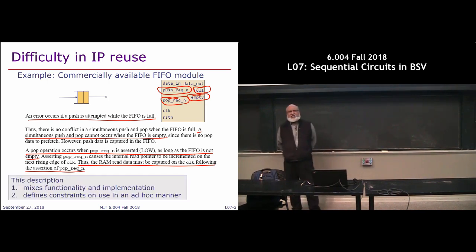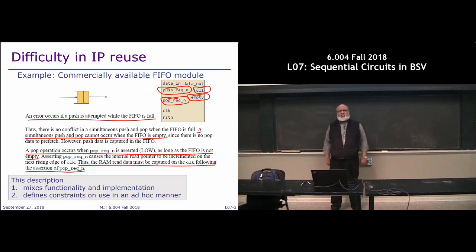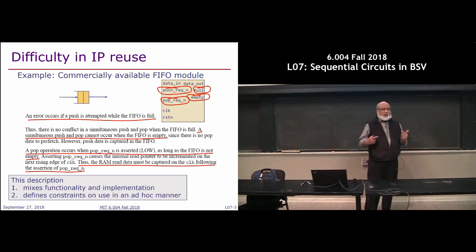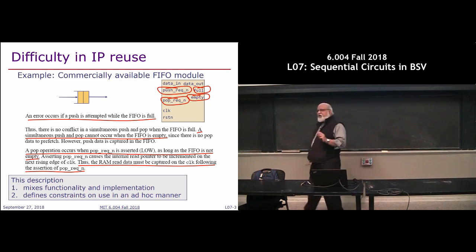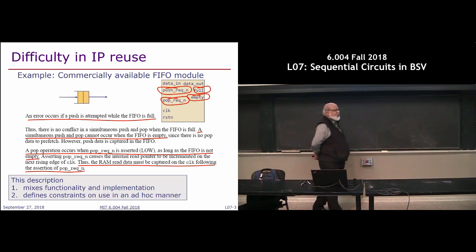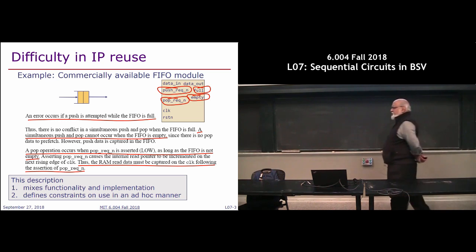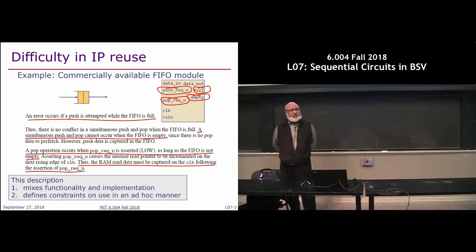So I think the problem with such descriptions is that they mix functionality and implementation. Functionality is we do NQ, DQ to this thing. We maybe want to test for full and empty of this FIFO. Implementation is what's going on inside it, right? These two things should never be mixed, so when we give the functional description, we should not refer to what's happening inside it. And it defines the use of these methods or functions on the FIFO in a pretty ad hoc manner, because there is no systematic way to search it.